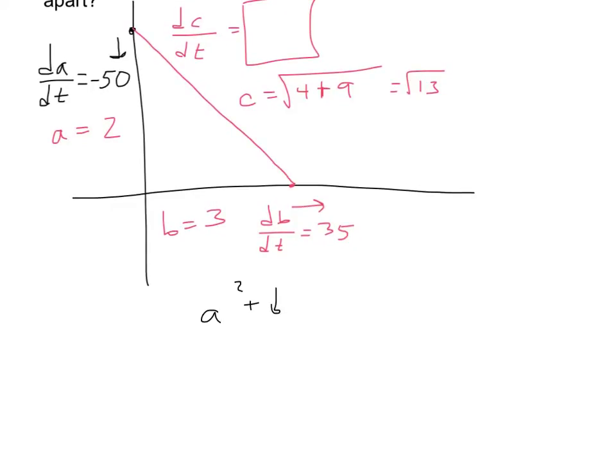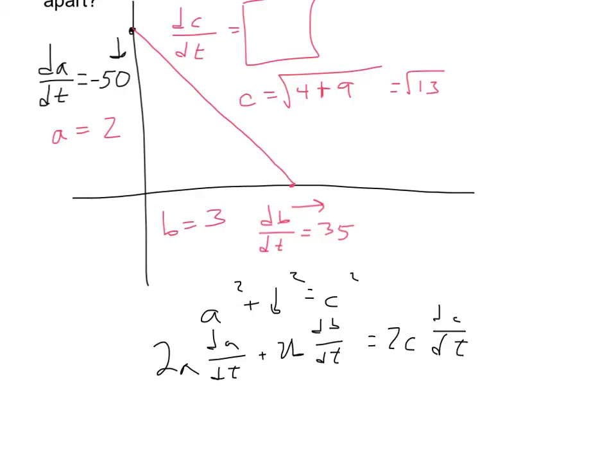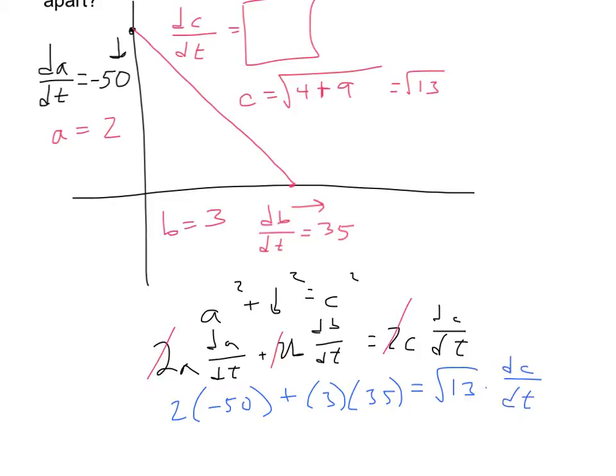We'll have A squared plus B squared equals C squared. We've seen this before. This gives 2A dA dt plus 2B dB dt equals 2C dC dt. Just like we did last time, I'm going to divide out the 2's to make my life a little easier. And now I just need to evaluate this equation using all the values that I have up above. A is 2, dA dt is negative 50, B is 3, dB dt is 35, C is the square root of 13, and dC dt is what we need to find.